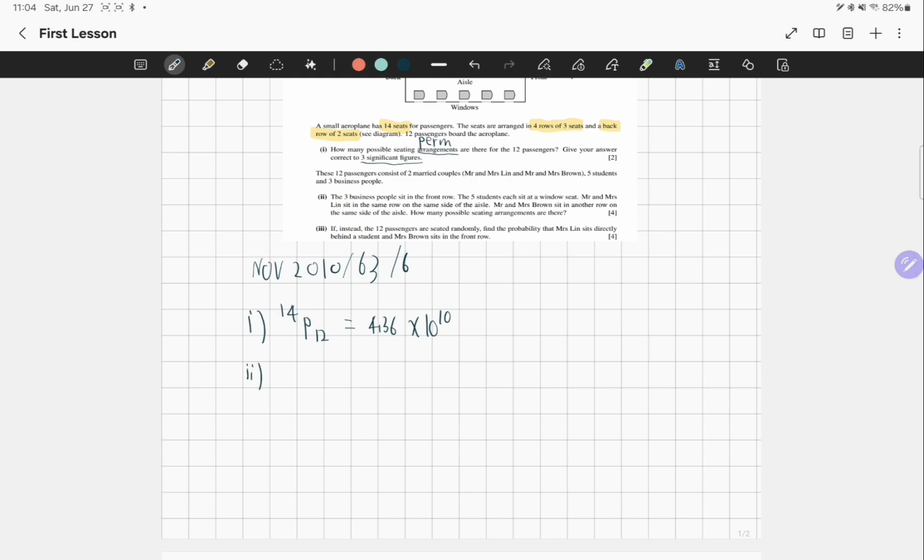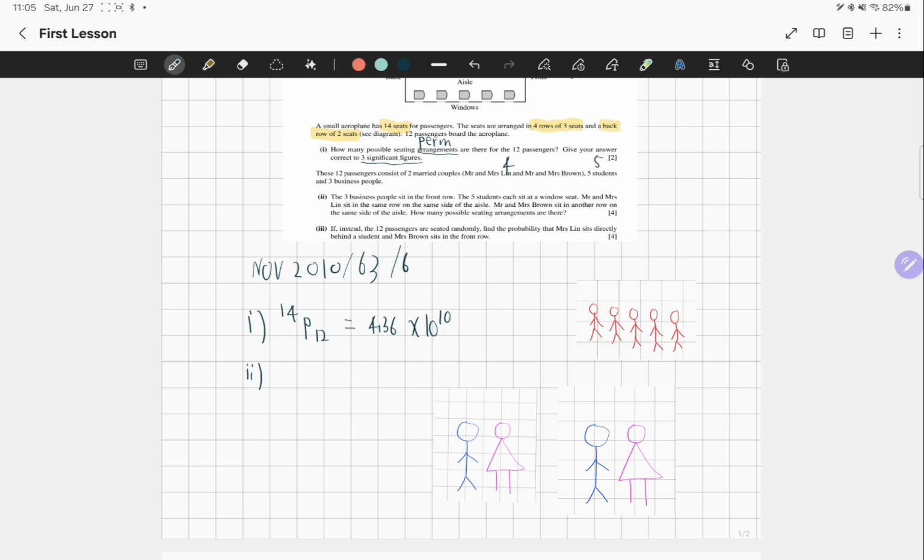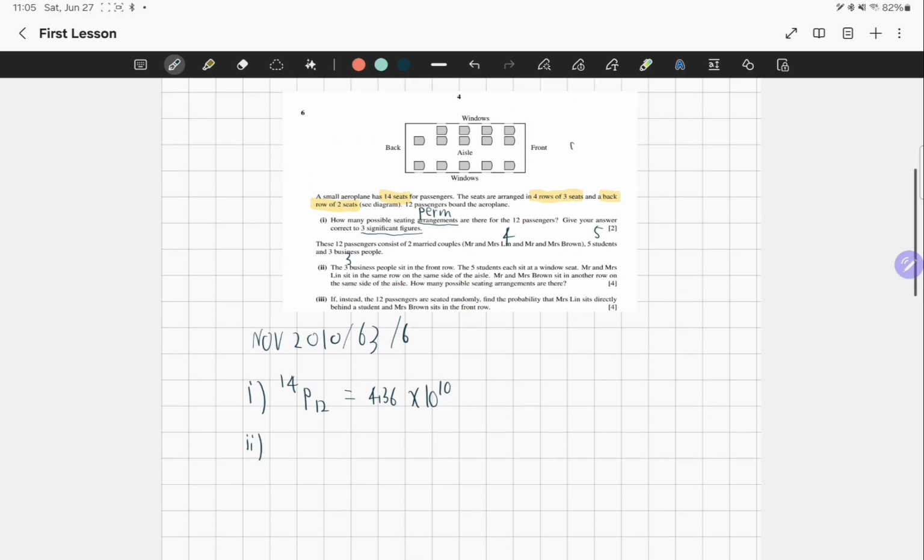These 12 passengers consist of two married couples, Mr. and Mrs. Lin and Mr. and Mrs. Brown. Four people already. Five students and three business people. 12 people we have to arrange in an airplane. Okay, so it says here the three business people sit in the front row. There are only three front rows, so this is obviously 3P3.